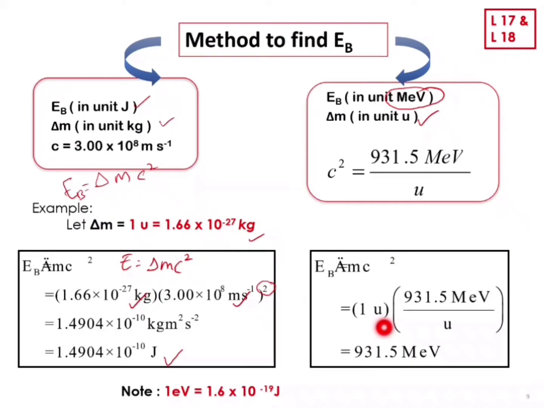One more: if it wants the binding energy in unit MeV, delta M C squared. Our delta M is 1, C squared is 931.5 MeV. So U cancels, and we get a binding energy of 931.5 MeV. There are two units.